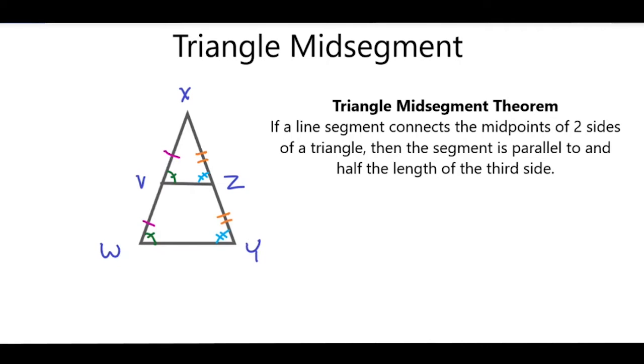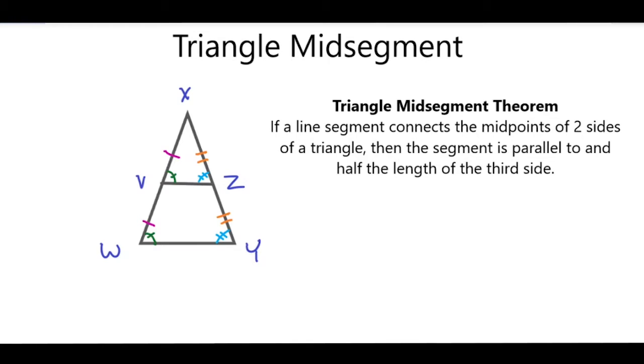Hello again. Today we are talking about triangle midsegments. So the triangle midsegment theorem says if a line segment connects the midpoints of two sides of a triangle, then the segment is parallel to and half the length of the third side. So what does that look like practically?